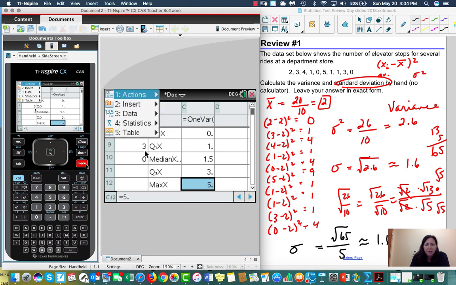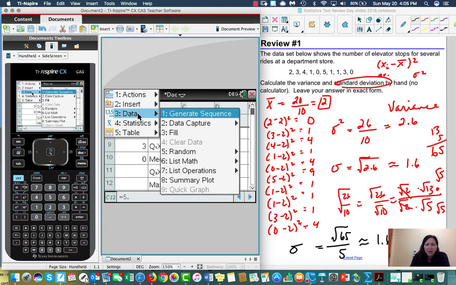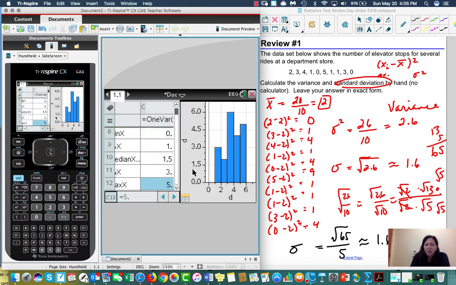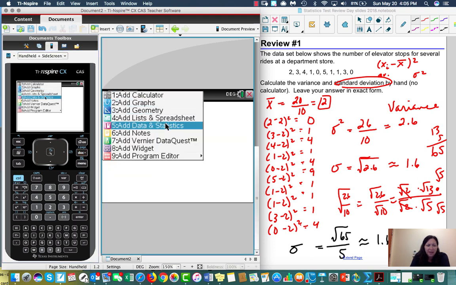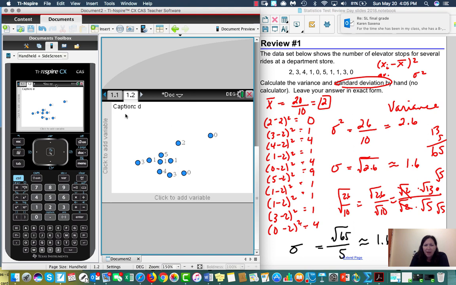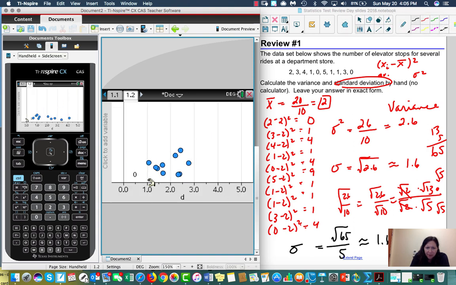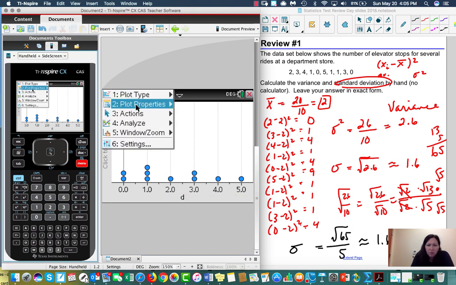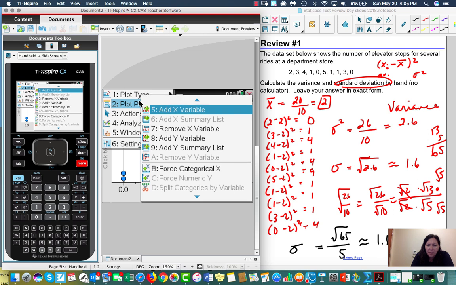Just a note, if I go to data and I go to summary plot, that's going to give me a histogram. You see that? But actually, I'm going to open a new page, and I'm going to go Control Doc, and I'm going to go to Data and Statistics, because that's going to give me right here D, and let's see what happens. Oh, that's my dot plot.